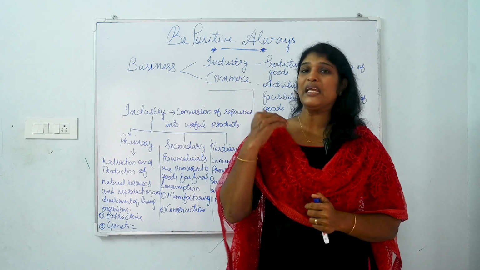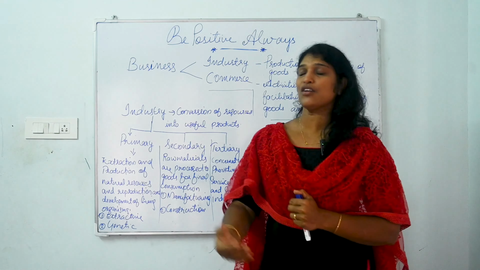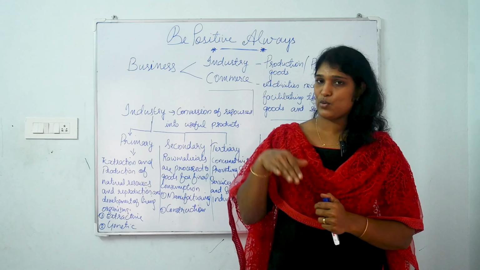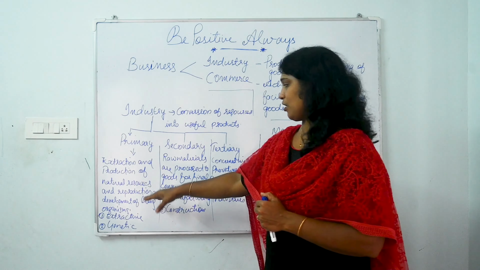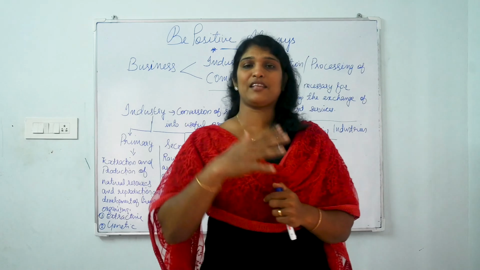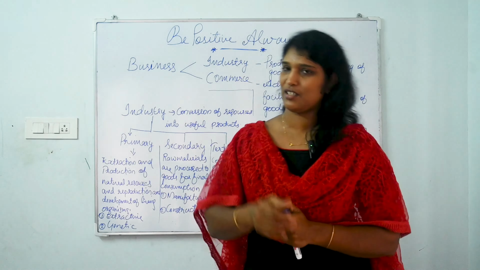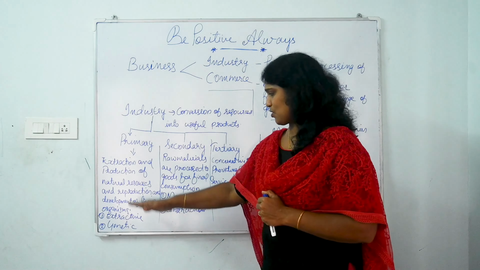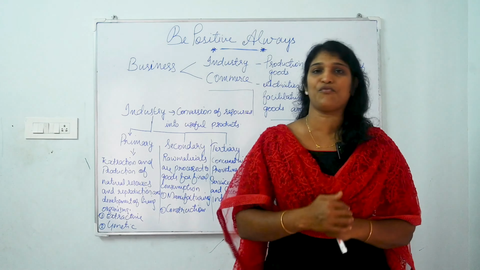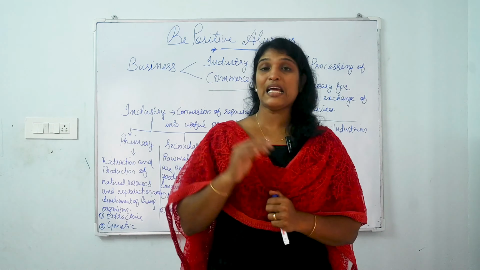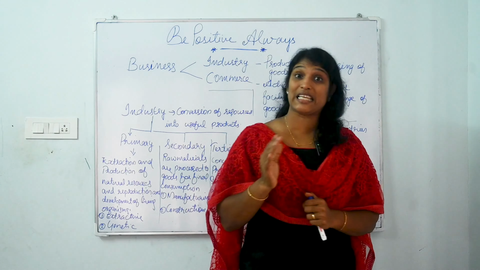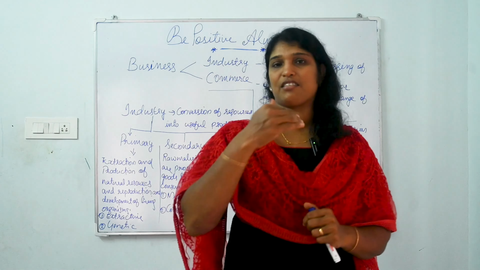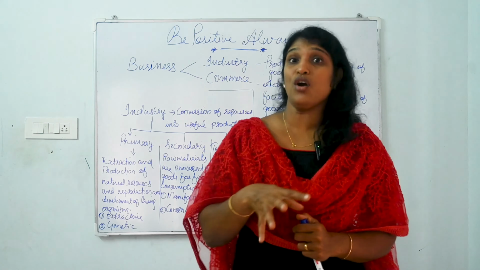So primary industry is related with the extraction and production of natural resources, as well as the reproduction and development of living organisms like plants and animals. Both come under primary industry. Then we can look at the classification of primary industry. Primary industry is further classified into two: extractive industries and genetic industries.